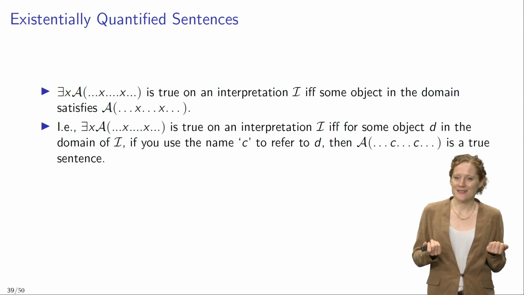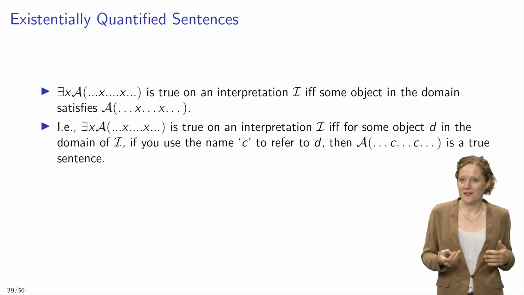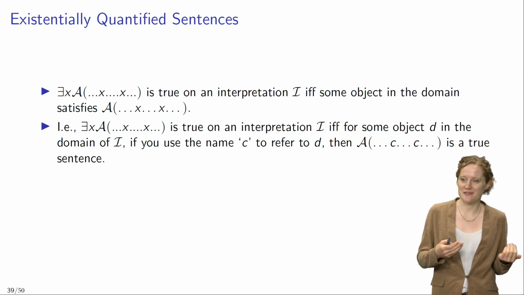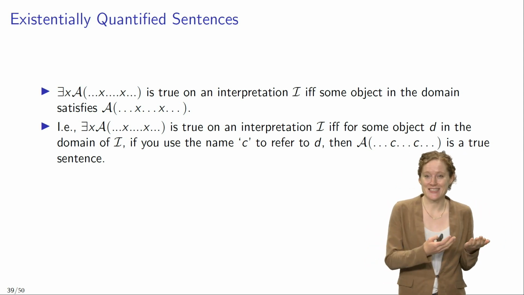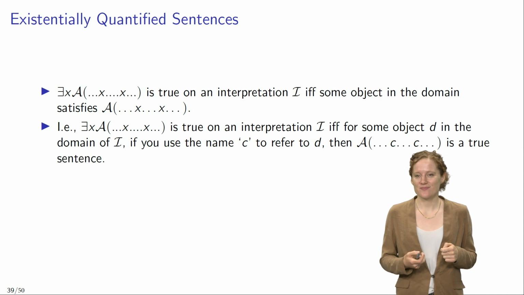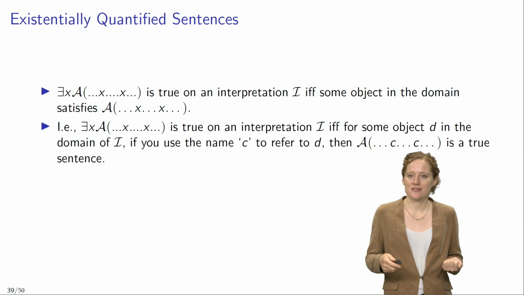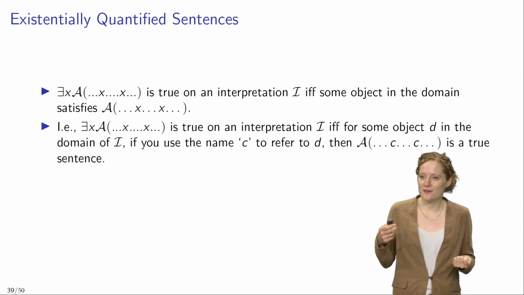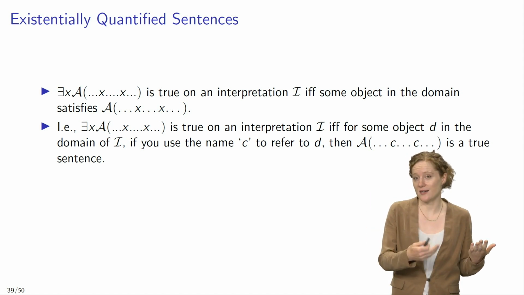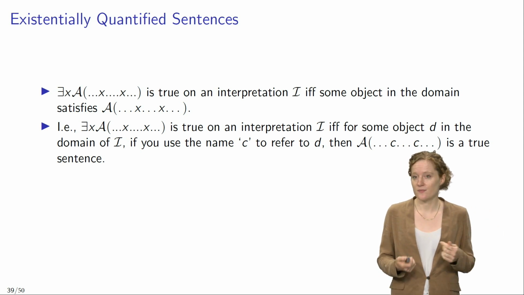Now, with these concepts of a substitution instance and satisfaction in hand, we now can go on and define what it takes for quantified sentences to be true on an interpretation. Let's start with existentially quantified sentences. So the existentially quantified sentence, there is an x such that Ax, is true on an interpretation I if and only if some object in the domain satisfies the open formula Ax, which you see embedded within the scope of the quantifier.